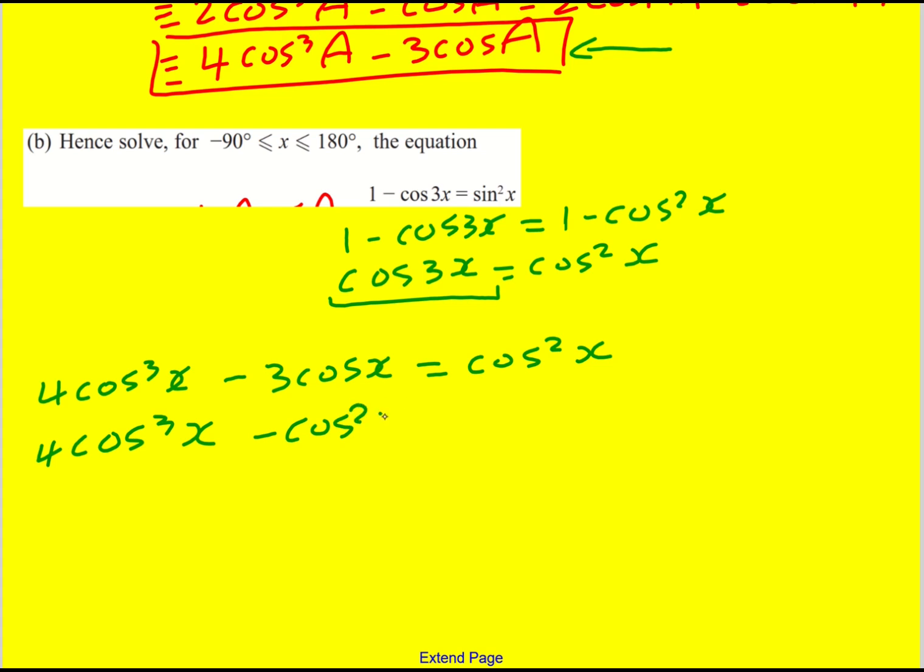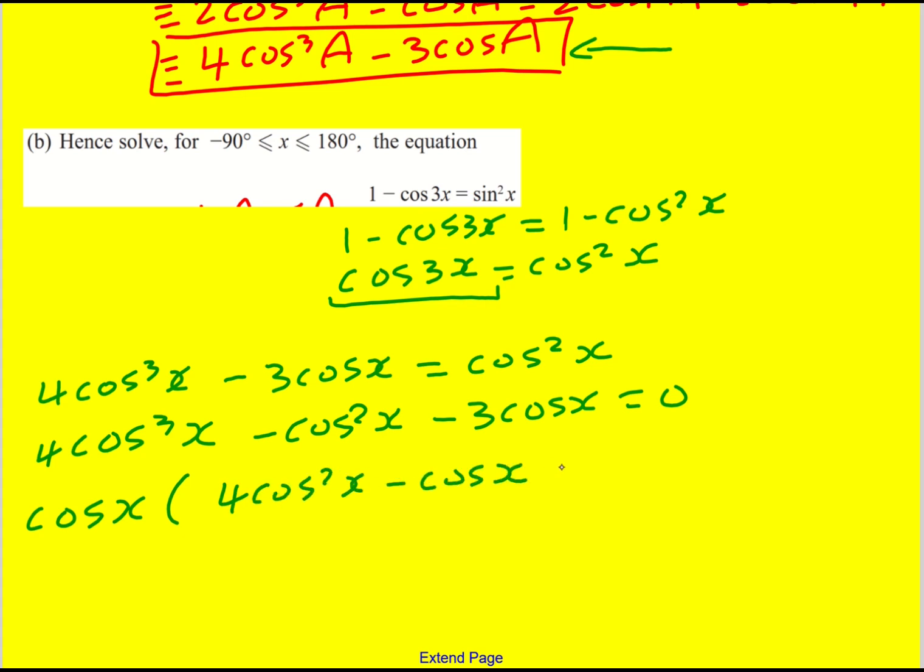The thing is, it doesn't have a constant term or anything, so I don't need to use the factor theorem, or really even a substitution like u equals cos x. You can if you prefer, but I'm just going to factorize the cos x out, leaving me 4 cos squared x minus cos x minus 3. Again, you can use your calculator to help you factorize this if you want. I'm going to go straight for it.